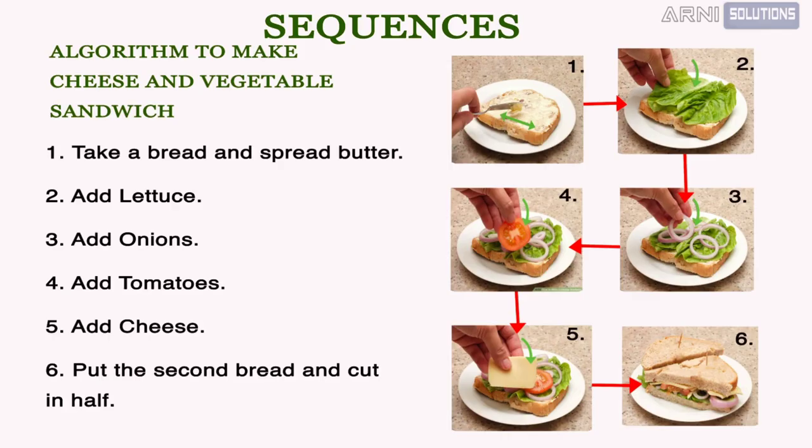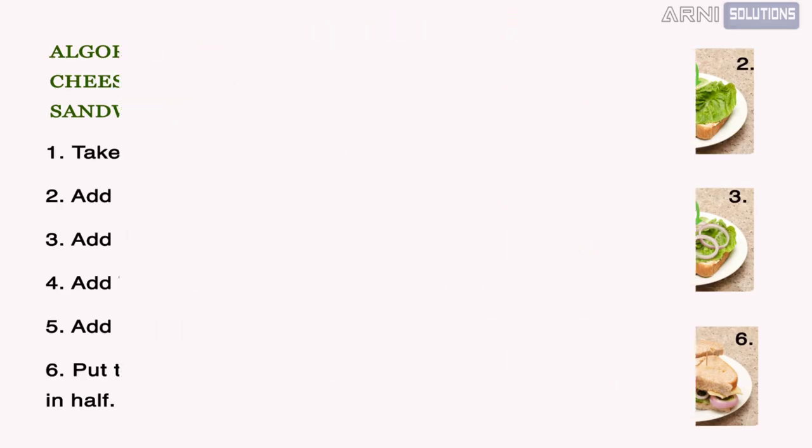An example of following a sequence is making a sandwich using a recipe booklet, as shown. Number 1. Take a bread and spread butter. Number 2. Add lettuce. Number 3. Add onions. Number 4. Add tomatoes. Number 5. Add cheese. And number 6. Put the second bread and cut in half. You follow each and every step as shown and in this order only. So you just follow the sequence.